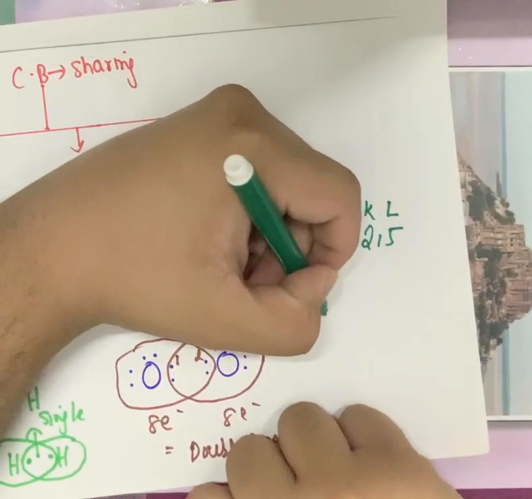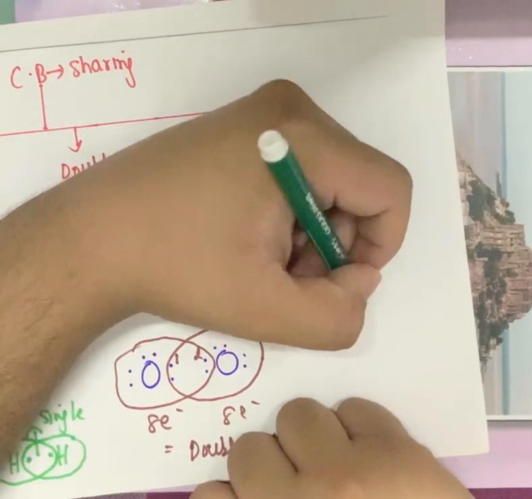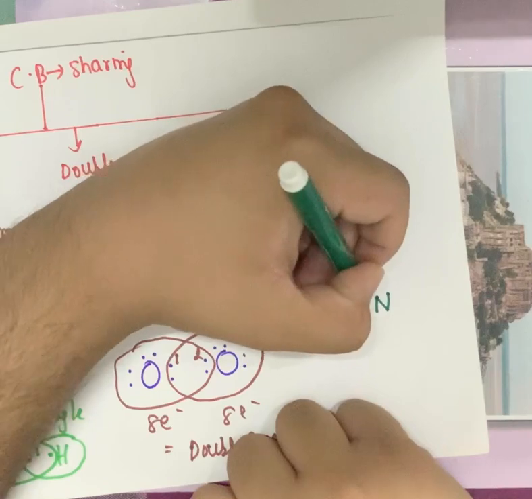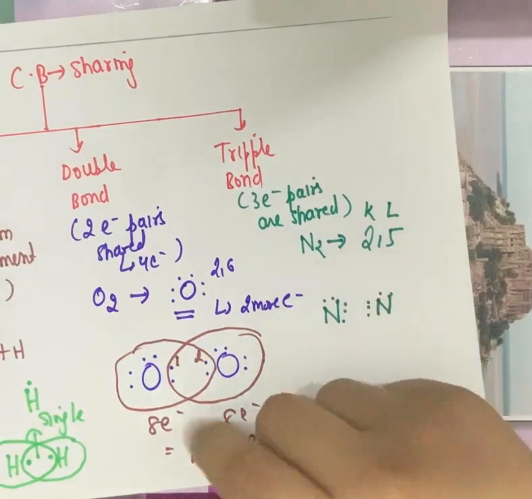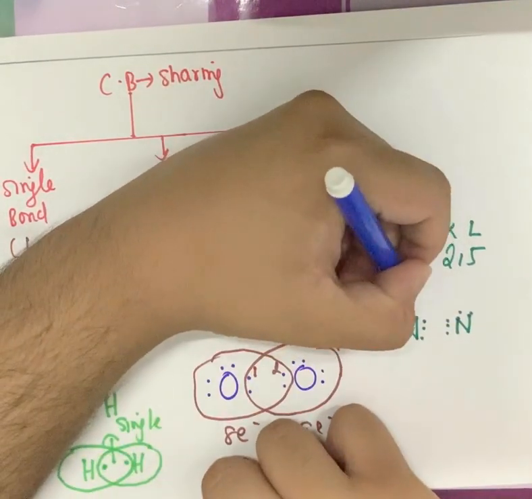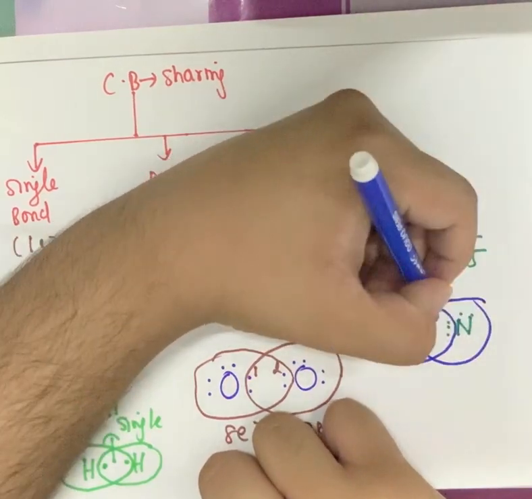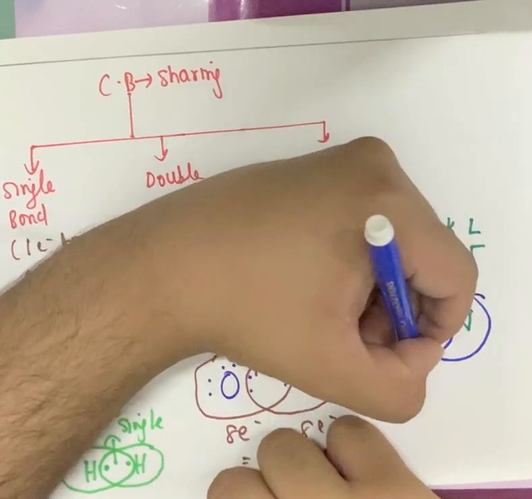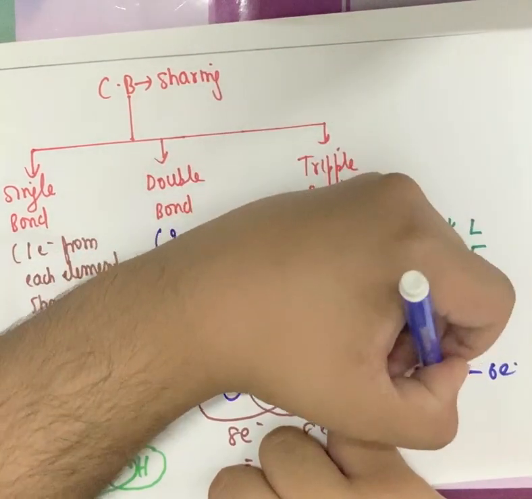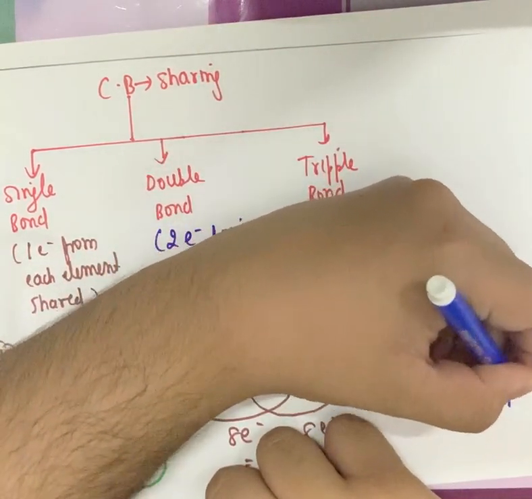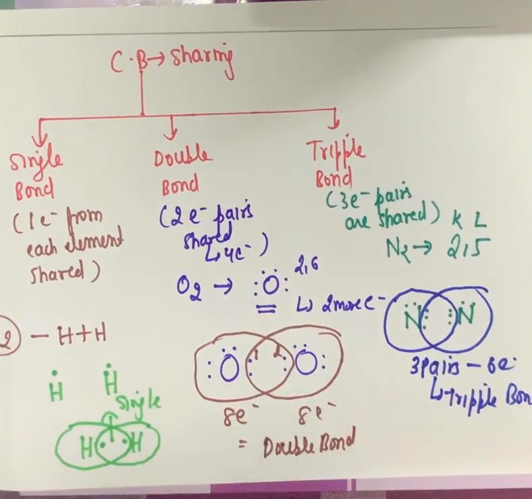So how to denote them? Nitrogen 1 with 2 and 3, nitrogen 2, 3. So how the bond will be formed now between these two? Simply this will share 3 with each, so it will get 6. This will also share its 3, it will also get 6. So how many pairs of electrons are shared here? 3 pairs are shared here. That means 6 electrons are shared here. And that means this is a triple bond. And hence nitrogen will also get stabilized by this triple bond.